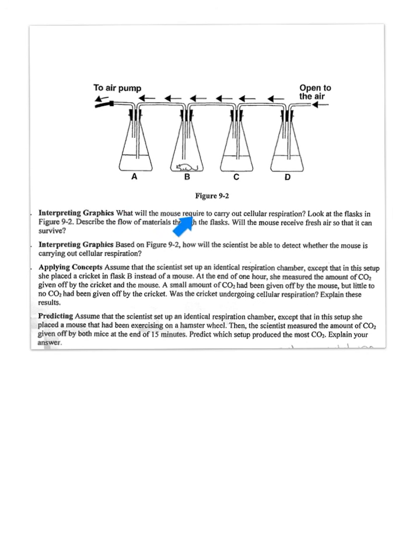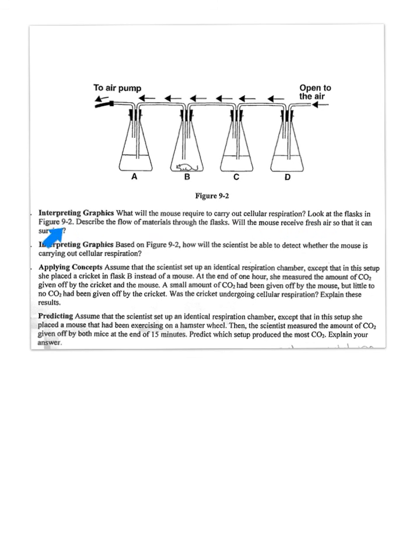All right, so what will the mouse require to carry out cellular respiration? Oxygen. Yes, they'll need some sugar, but they'll have that in their liver. You can put a cracker or food if you like, but for sure, cellular respiration is going to require oxygen.